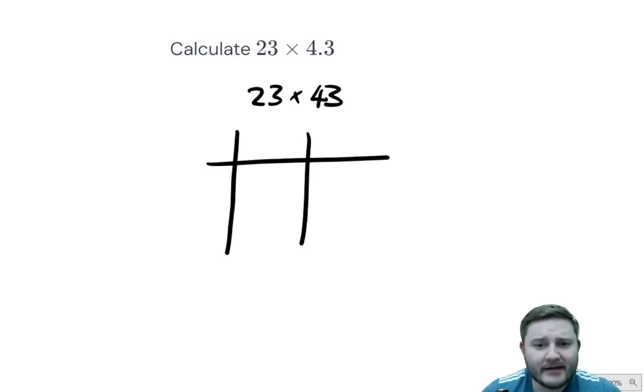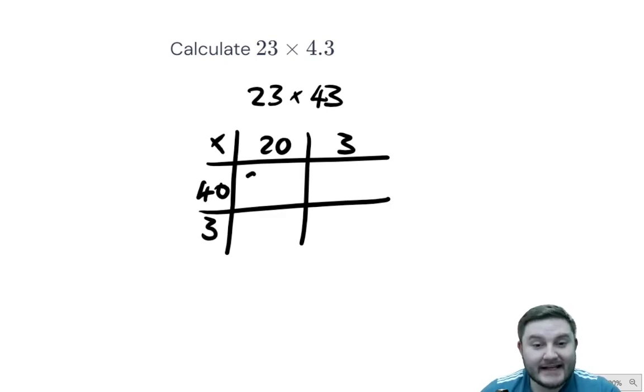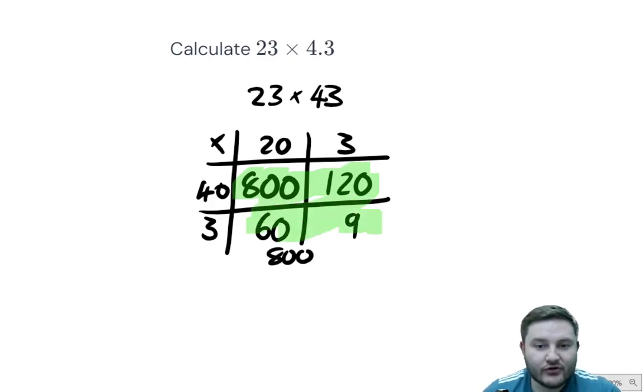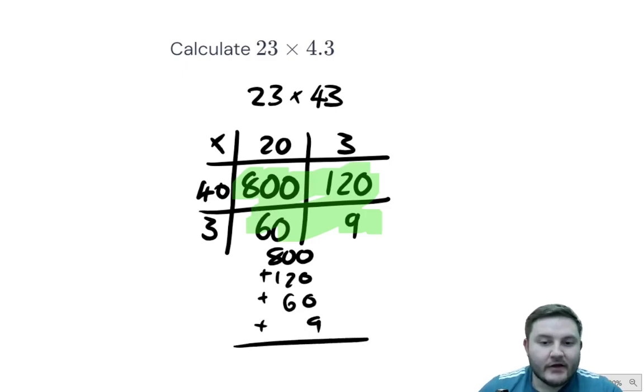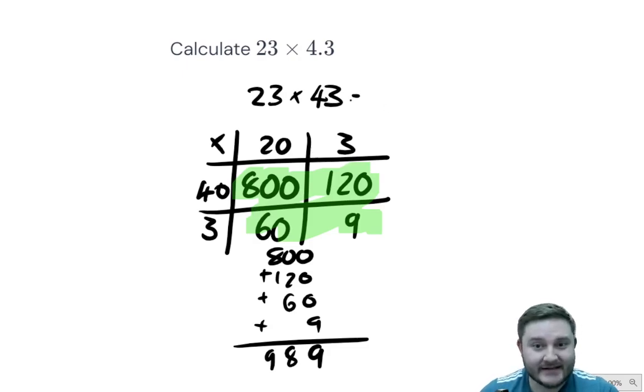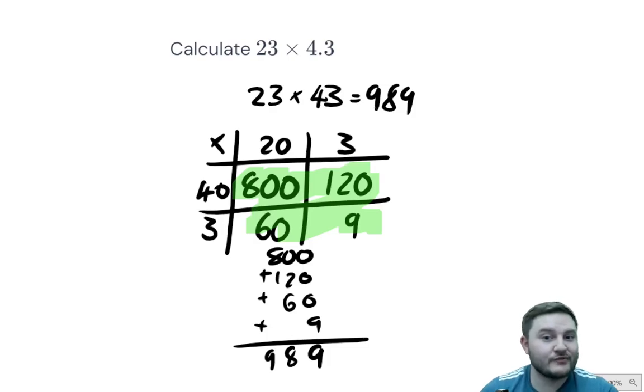So for the grid method, I set out my values as 20 and 3 times 40 and 3. So 40 times 20 is 800, 40 times 3 is 120, 20 times 3 is 60, 3 times 3 is 9, and then I add up all these values together. So I get 800 plus 120 plus 60 plus 9. And if I add from right to left, I get 9, 8, 9. So 989 is the correct answer for this multiplication.